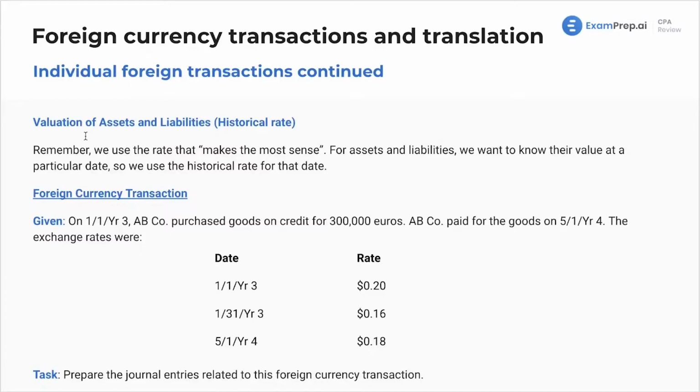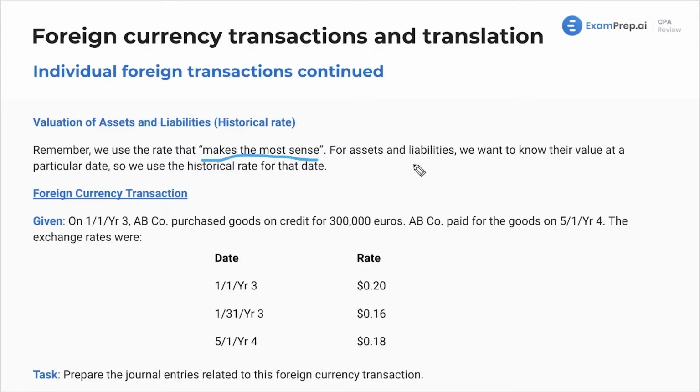Okay. Valuation of assets and liabilities, historical rate, individual foreign transactions continued. Remember that we use the rate that makes the most sense. I coined that term. That is my term. Get familiar with it, right? What makes the most sense? I love using that throughout this exam for many things because I want you to just think about it, and I want you to align your brain with how GAAP and FASB want you to think. What makes the most sense?